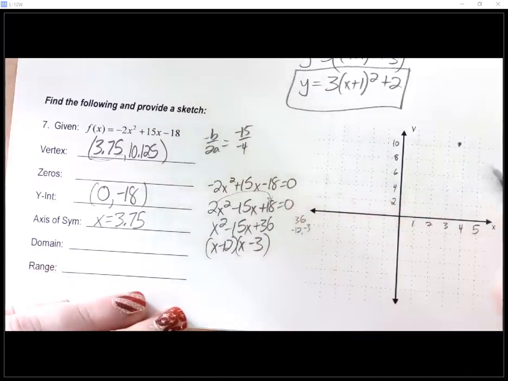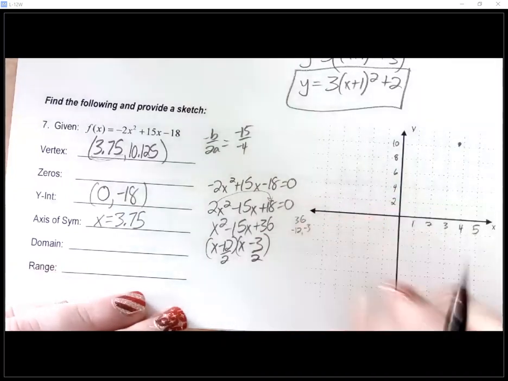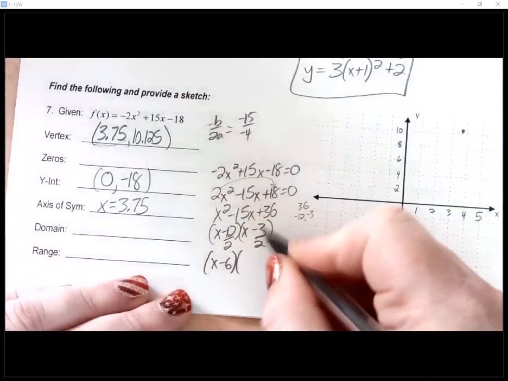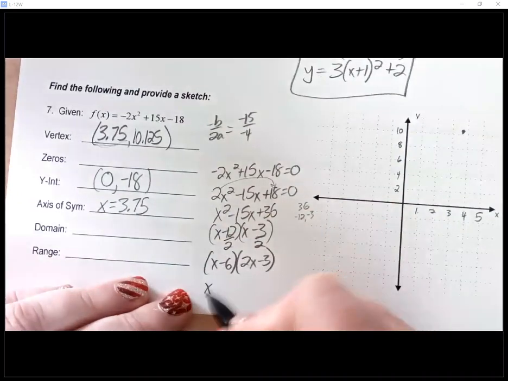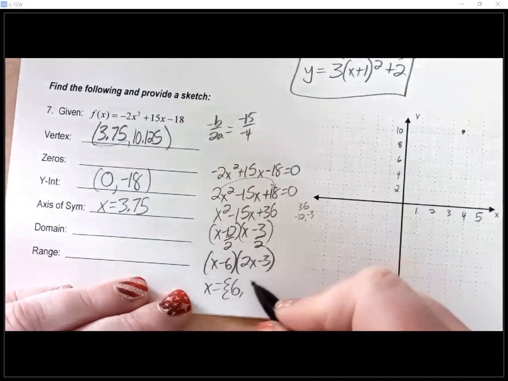Right, I multiplied by 2, so now I gotta divide by 2. I did the slide, I gotta do the divide. So now I've got x minus 6. This doesn't reduce, so that just becomes 2x minus 3, which means my x-intercepts are at +6 and +3/2.